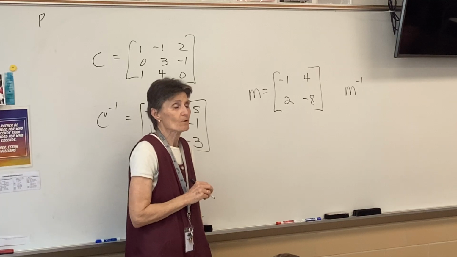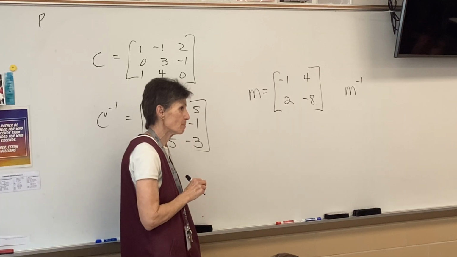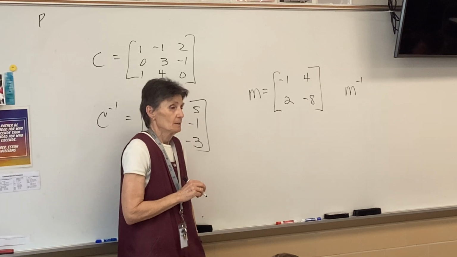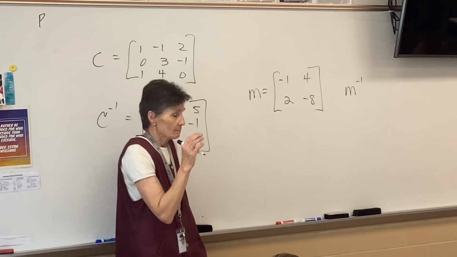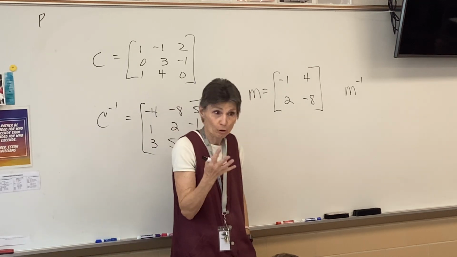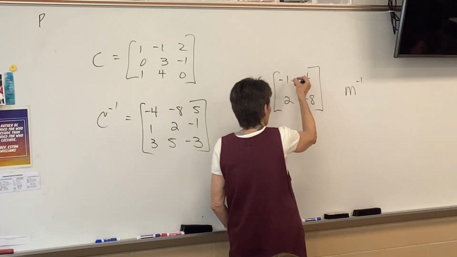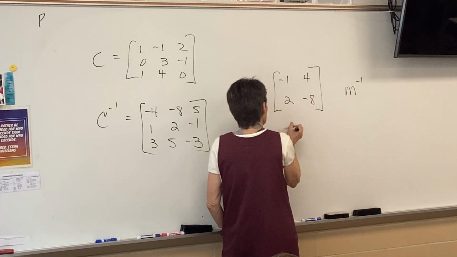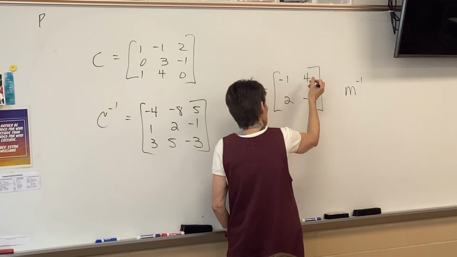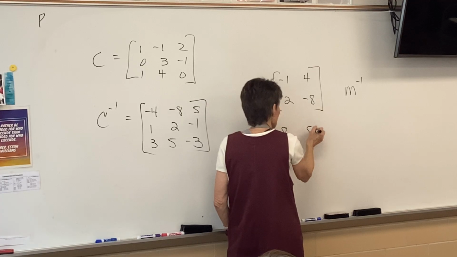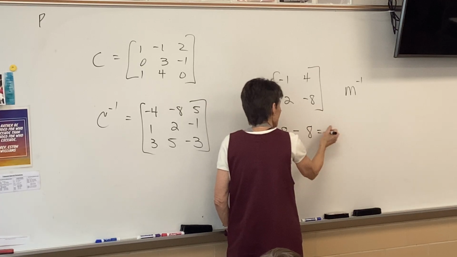What is the first step if I'm going to do this by hand? Well, it's find the determinant. So I multiply these two together, get 8. Multiply those two together, get 8. And then I subtract them.